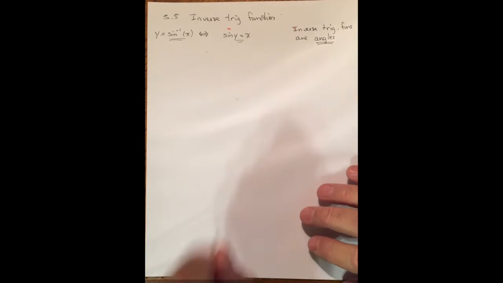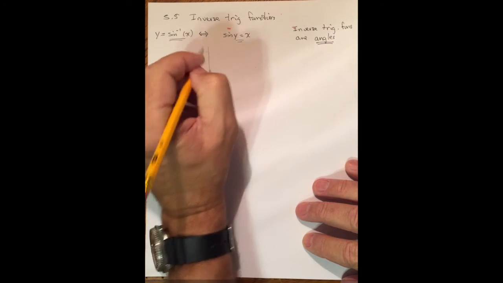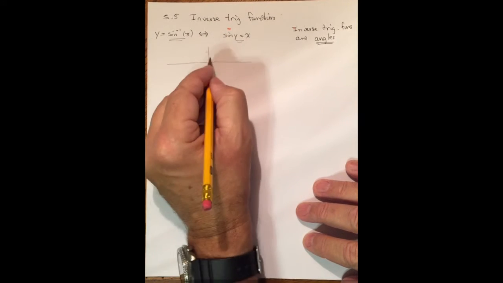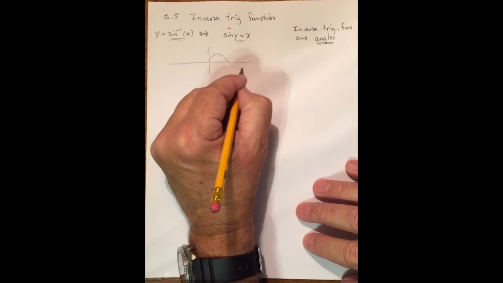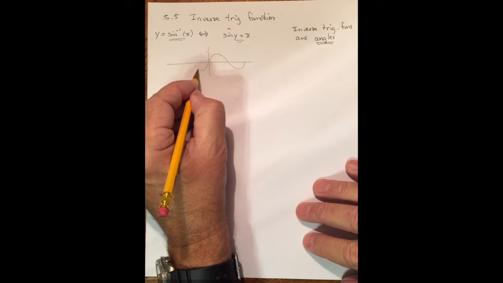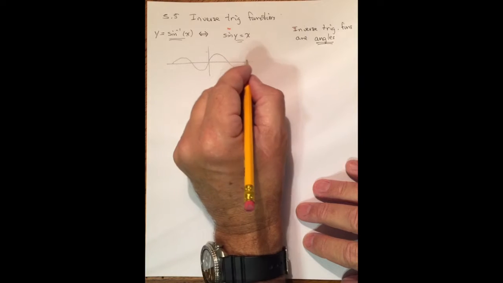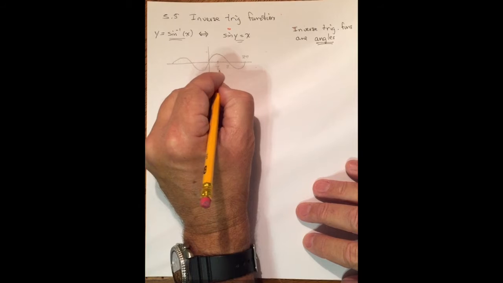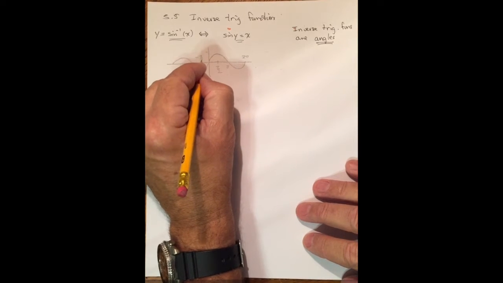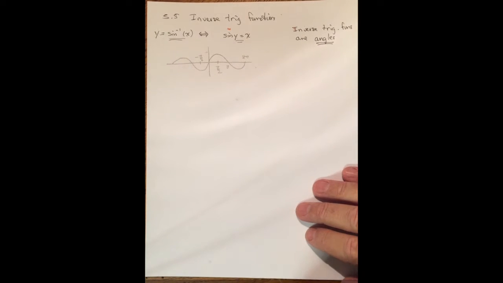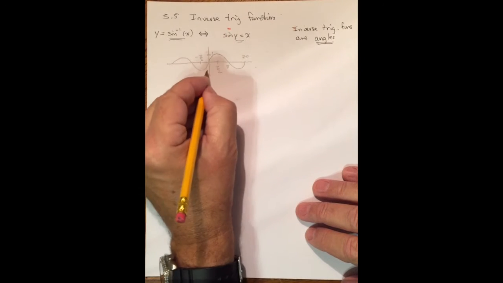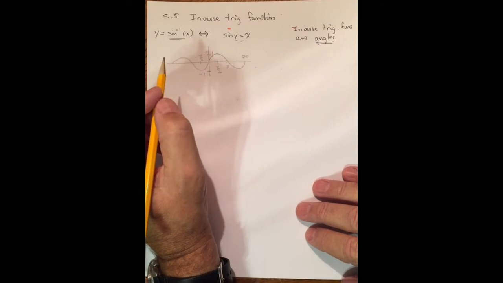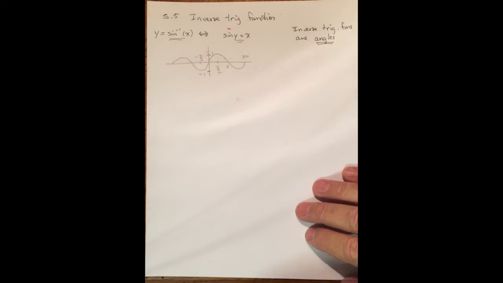Now let's do the little history here. If I sketch out the graph of the sine function, see, this would be 2 pi, this would be pi, pi over 2, minus pi over 2, etc. This would be 1, minus 1. If we draw a horizontal line in here, we cut the curve in more than one place. It is not 1-to-1. So that means it does not have an inverse.